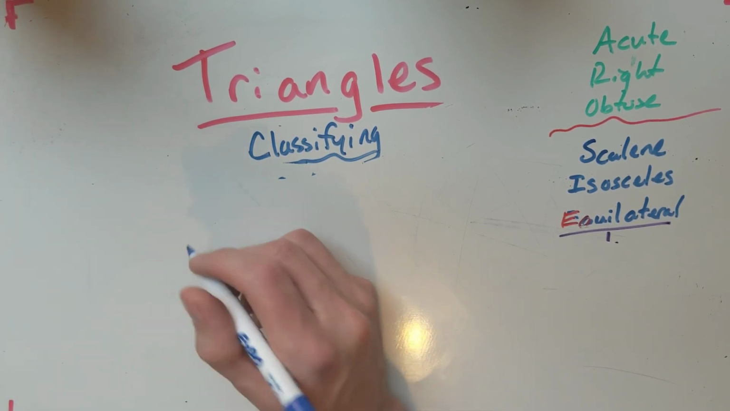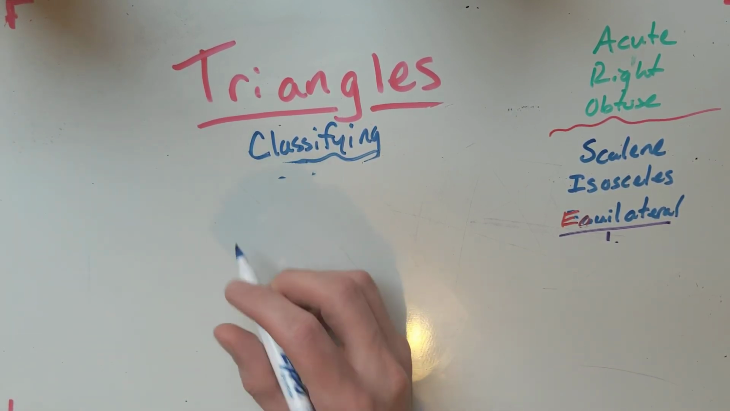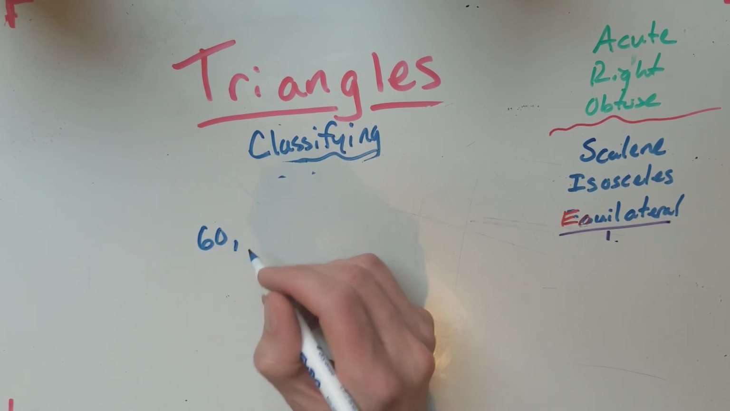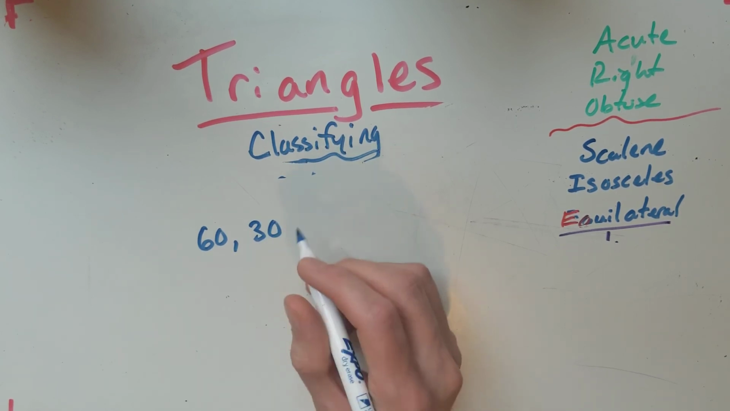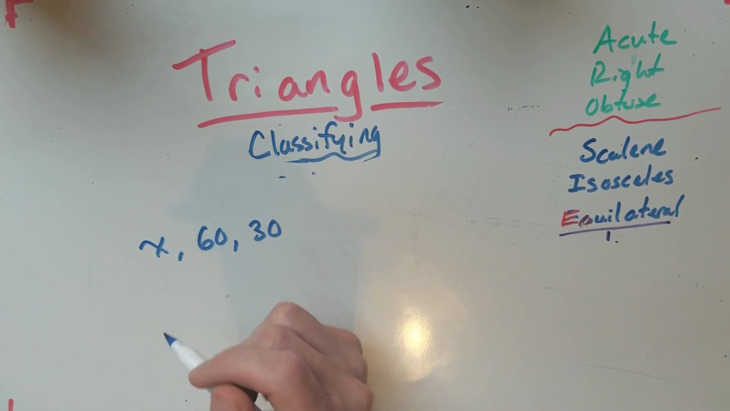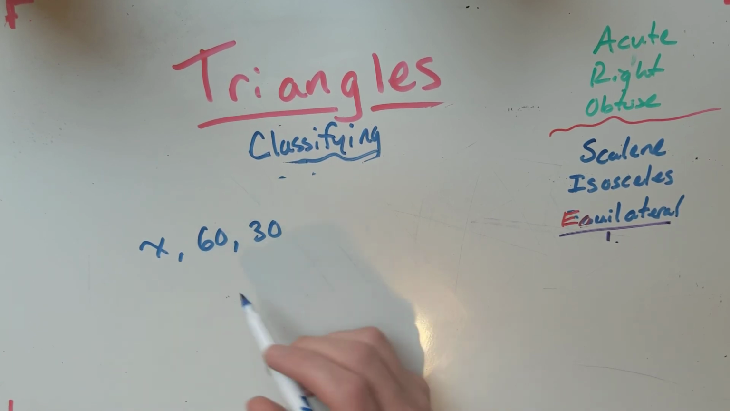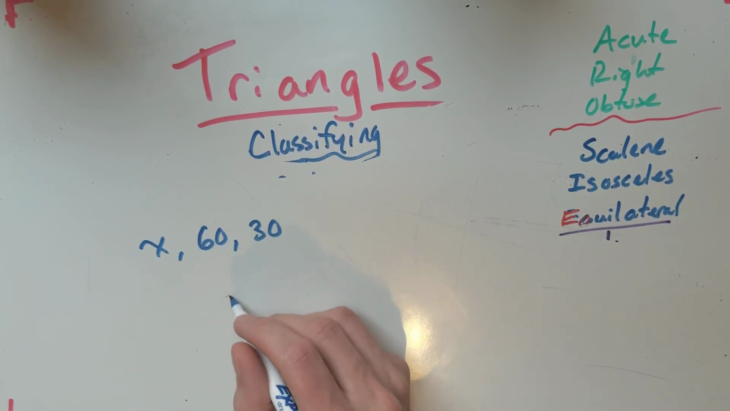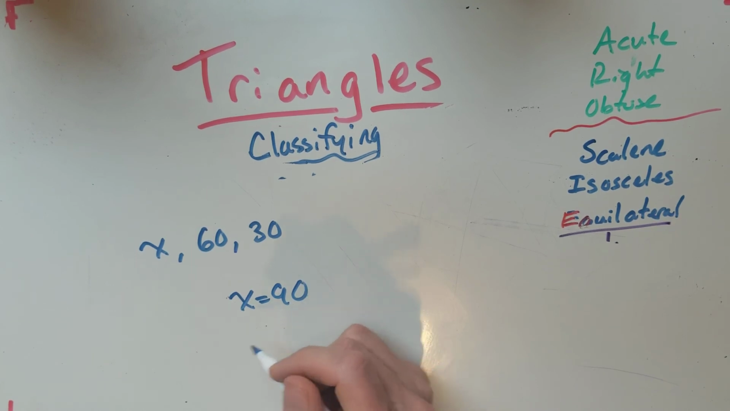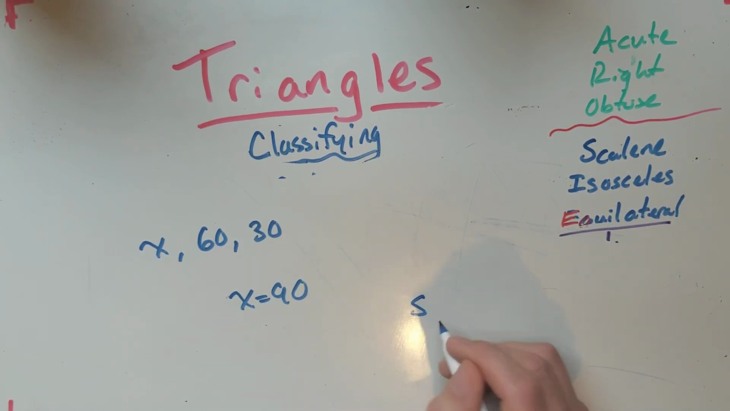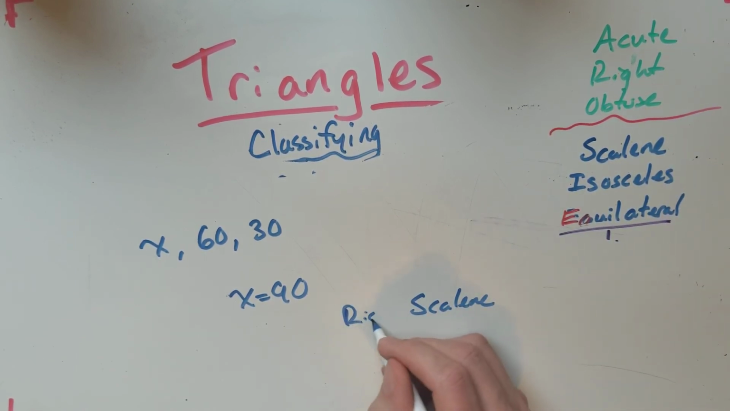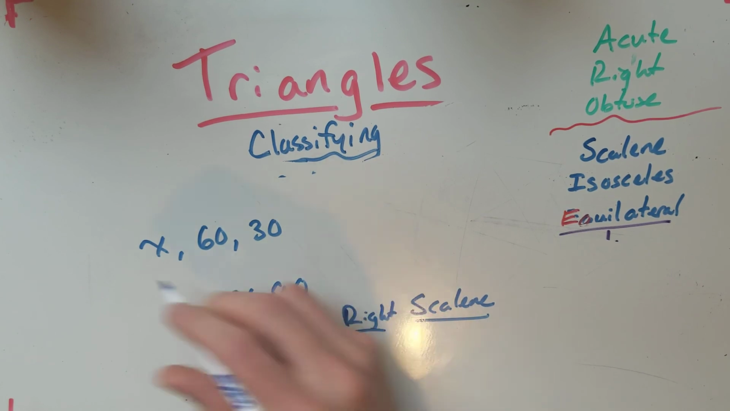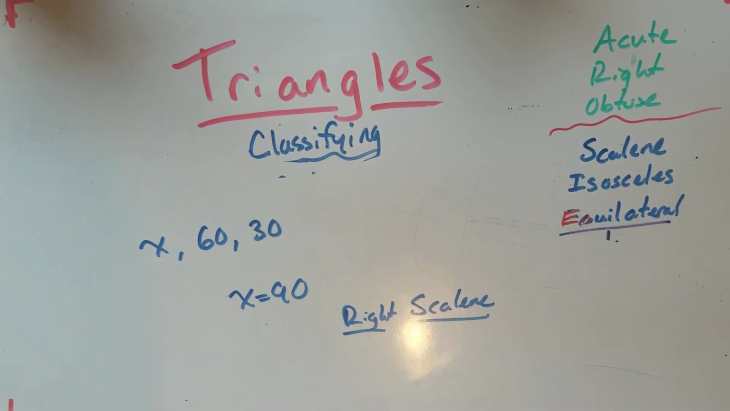Number 20, we have the measurements 60, 30, and x. When you go ahead and add these together, you should get x is equal to 90. So this is going to end up being a scalene, but it's going to be a right triangle. So a right scalene triangle. All the measurements are different, but one of them is 90, so it's a right scalene triangle.